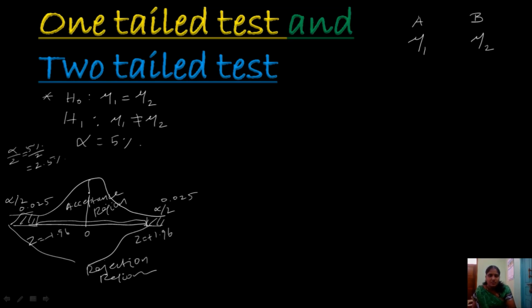So if it is a two-tailed test, that means the critical region falls in two tails of the normal curve. Let me move on to the second case.